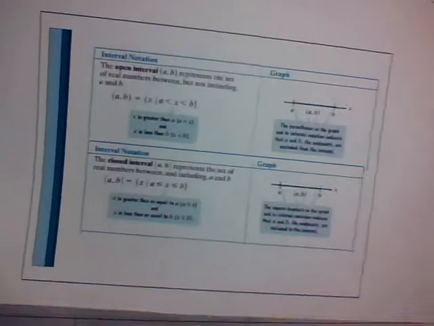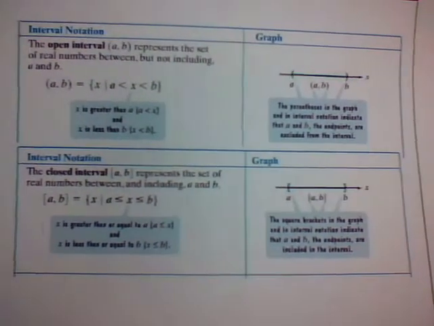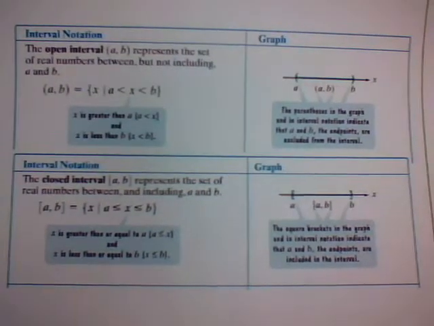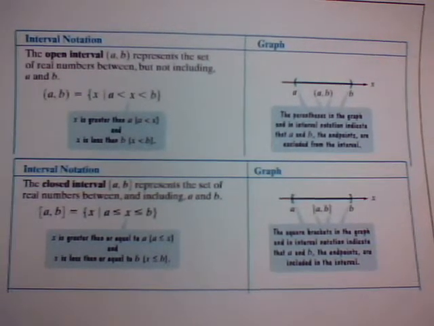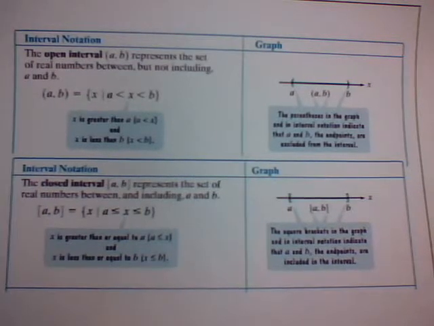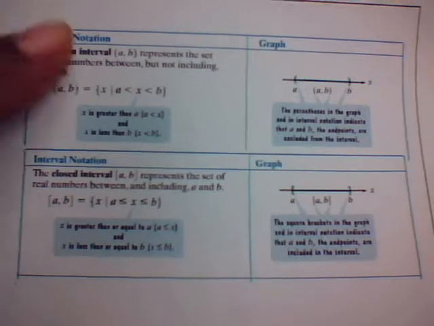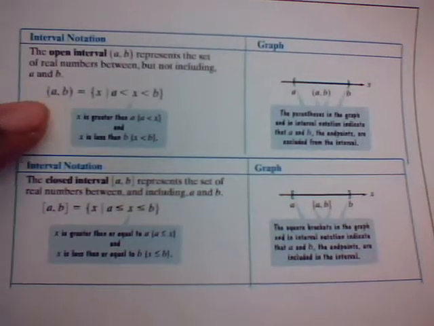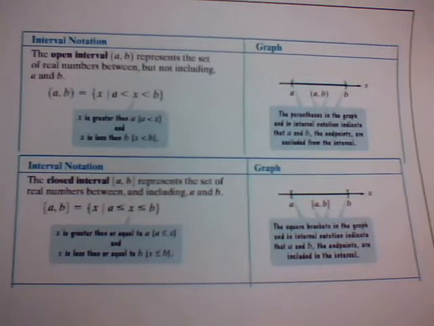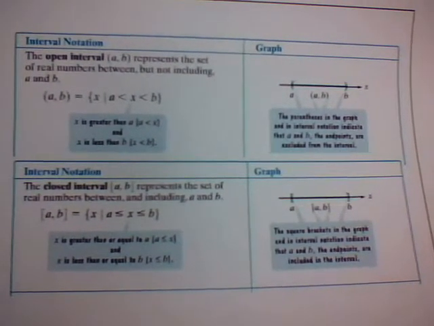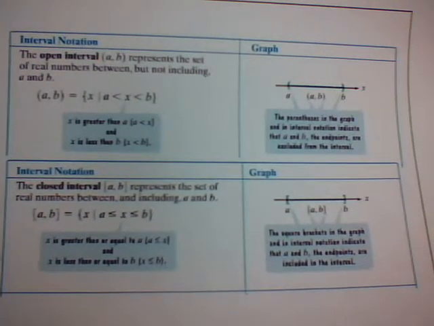All right, on this particular sheet, I have the interval notation, and there are 4 types. One of them is the open interval, and the open interval always has the parentheses around the a and the b. That represents the set of all real numbers between but not including a and b. So set builder notation would be (a, b), with the parentheses for open interval, and that's the set of all x such that x is greater than a and less than b.